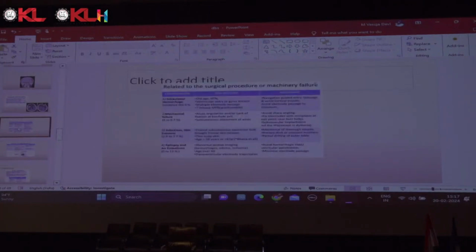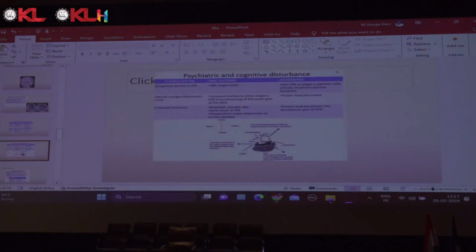Other related complications are mild infection, sometimes breakage, sometimes fits. Rarely will these occur, but they do not have much significant effect. The other one is that sometimes a cognitive effect will be there in DBS. That is because if you use STN, there is a chance of a cognitive effect.